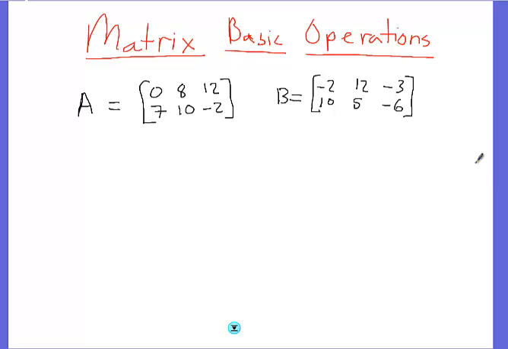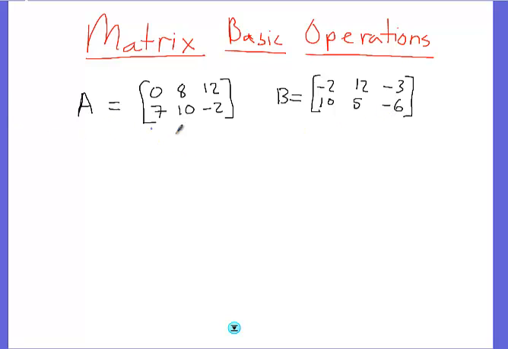So, Mr. Flores here, and today we're going to deal with matrix basic operations. What I mean by that is we're going to do addition, subtraction, and then a thing called scalar multiples. Basically, we have two matrices. Matrix A is 0, 7, 8, 10, 12, negative 2. Matrix B is negative 2, 10, 12, 5, negative 3, negative 6.